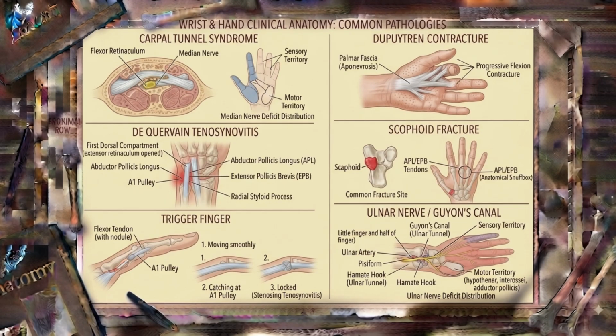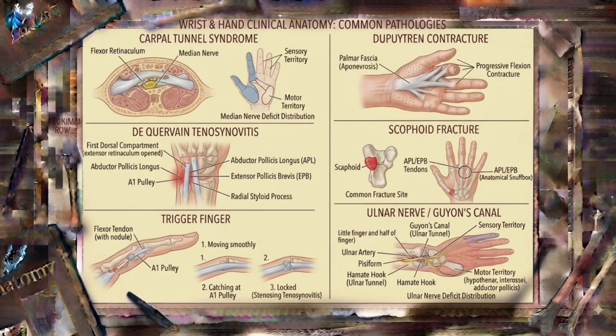Trigger finger involves abnormal movement of flexor tendon through the pulley system of the finger. The A1 pulley is the key anatomical structure. Dupuytren contracture involves abnormal thickening and shortening of the palmar fascia, particularly palmar aponeurosis. This can progressively produce flexion contractures of the finger.